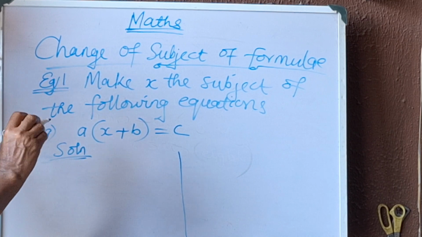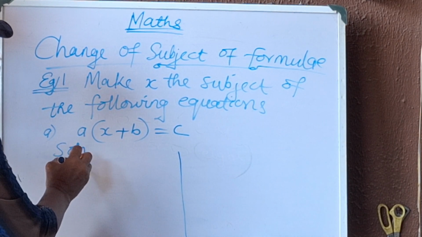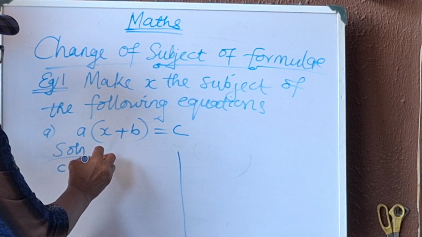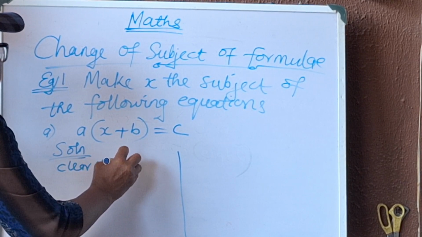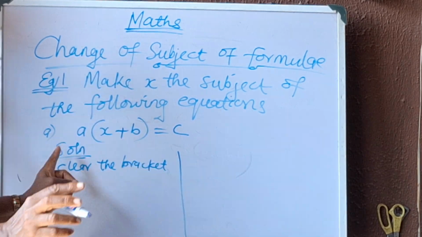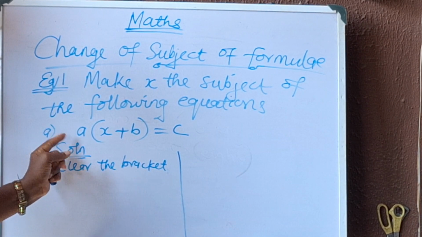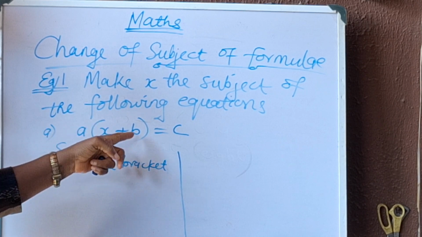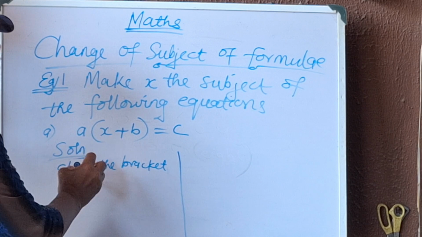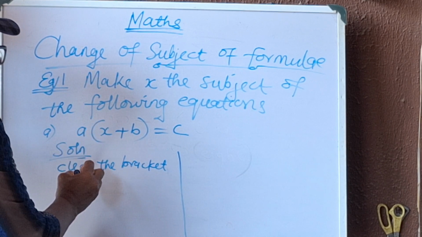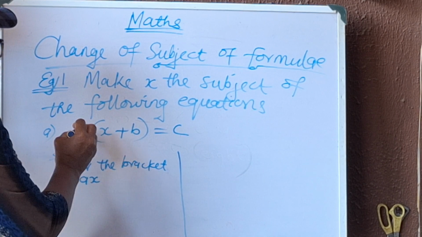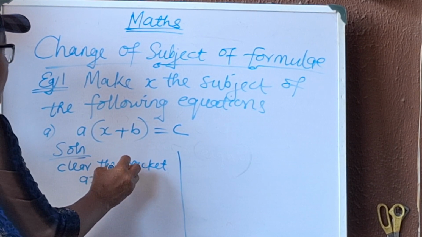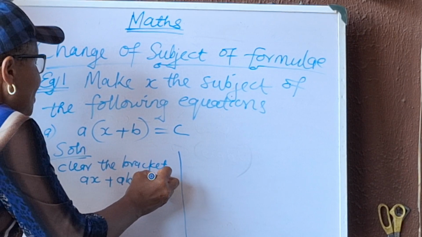First of all, clear the brackets. By clearing these brackets, we now multiply a times this, a by x plus b. So this will give us a times x, ax, and a times b gives us plus ab, equals c.